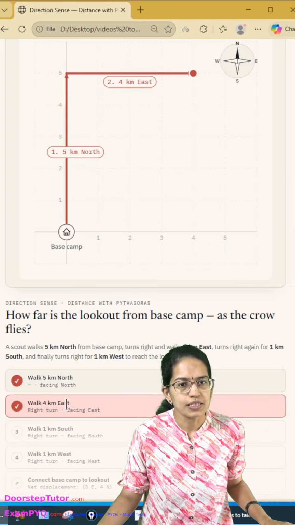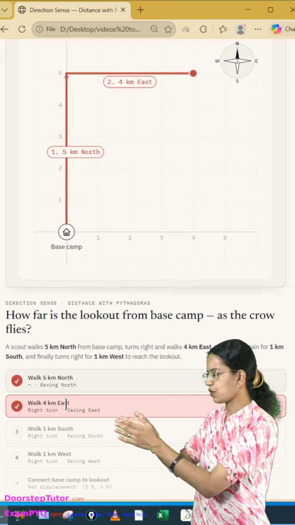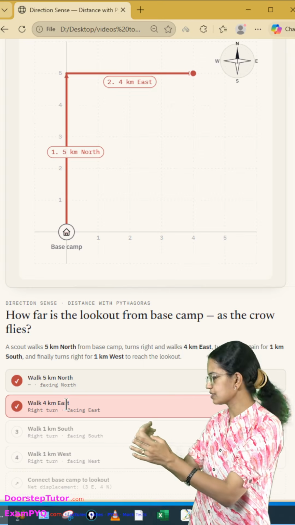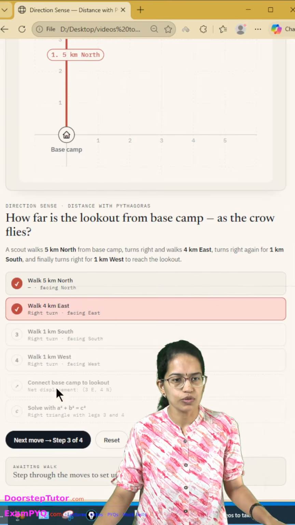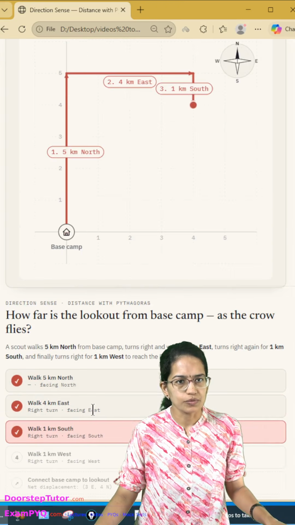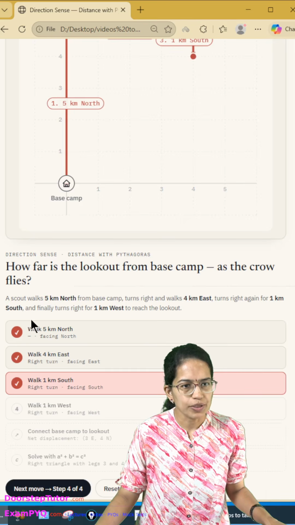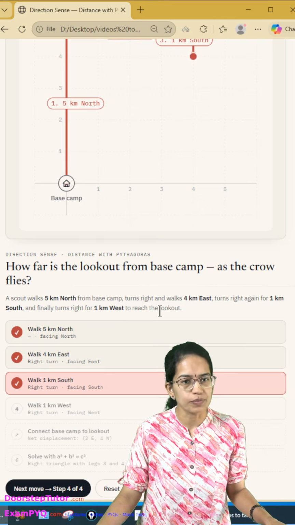Then he turns right and walks 1 kilometer. So from here he turns right. So right is this, walks 1 kilometer. So again down. So he would come a little down. Now 1 kilometer south.